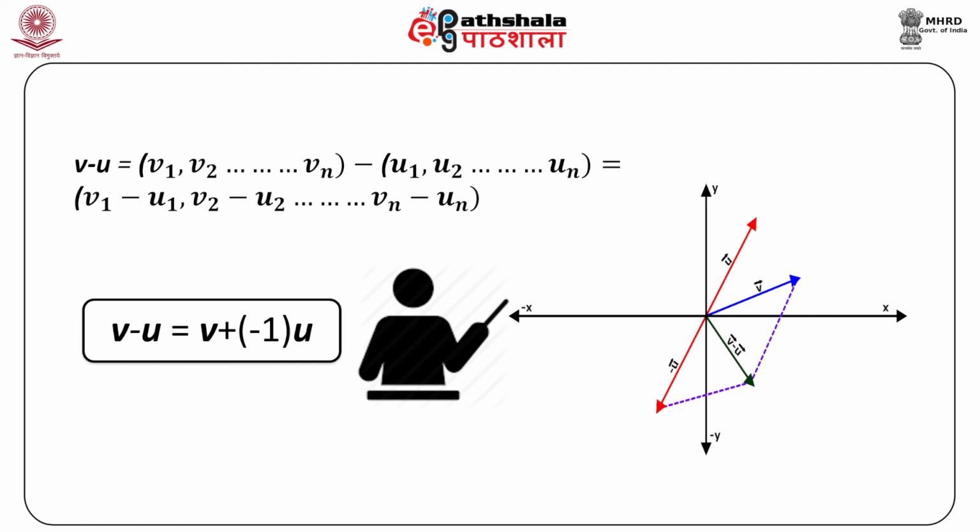For the geometrical interpretation of the difference of two vectors in R squared, we add vector minus u to v. That is, we take the diagonal of the parallelogram whose adjacent sides are v and minus u.